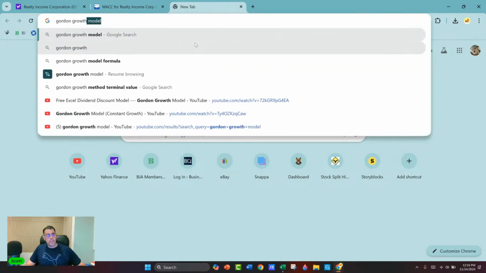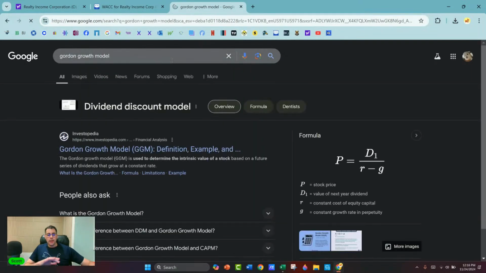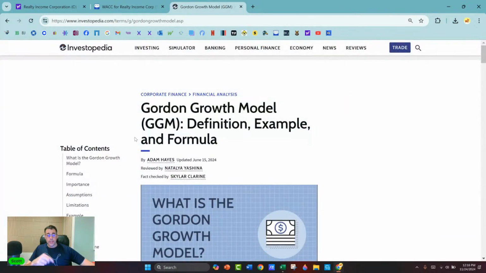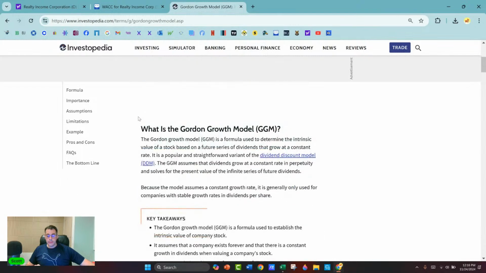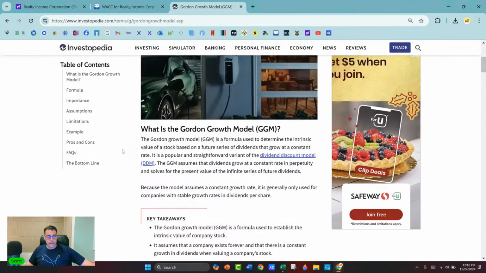You should look this up, because if you want to understand stocks, this is a good start. It's the most simple way to value a stock, the Gordon Growth Model. So try to understand the nuances of it, and you could use it for any stock that pays a dividend.